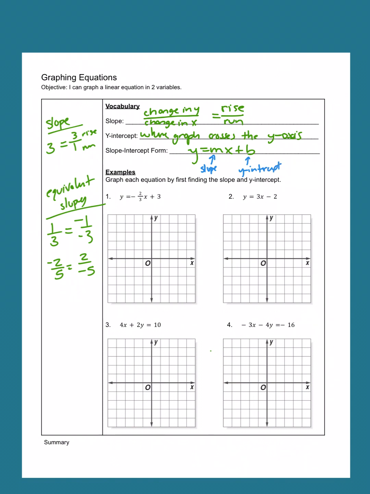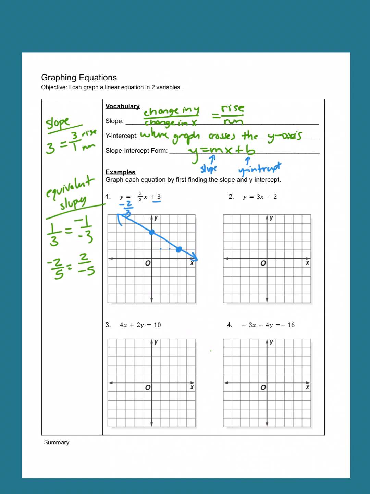On number 1, we already have an equation in slope-intercept form. Our y-intercept is 3, so on the y-axis, we'll go up to 3, 1, 2, 3, and that is going to be our starting point. From here, notice that we have a negative out front, negative 2 over 3. I can make either the 2 or the 3 negative. It doesn't make a difference which one. I'm going to go ahead and make the 2 the negative. So in this case, I'd go down 2, and then right 3, and then I make another point.